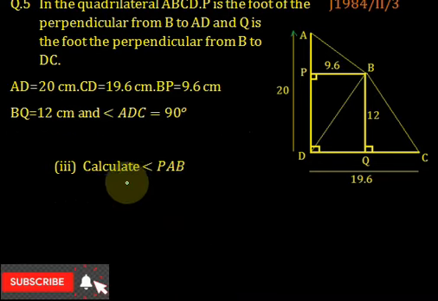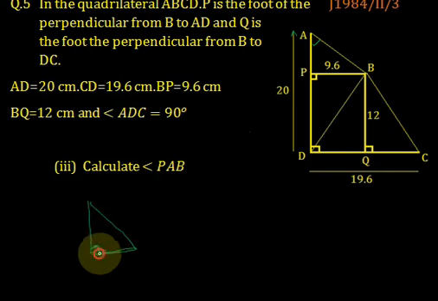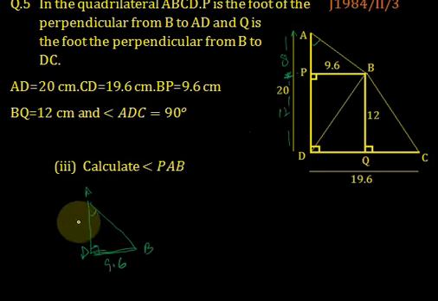And part 3, calculate the angle PAB. We have to find this angle. This is a right angle triangle, with 90 degrees and 9.6, and it is A, P and B. The whole length is 20, and from it 12, so the remaining must be 8 up to here. It is 8 and the rest is 12, so it becomes 20. So we take 8 as 8.